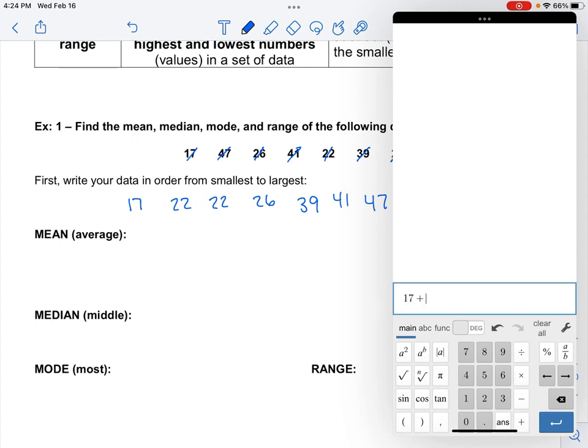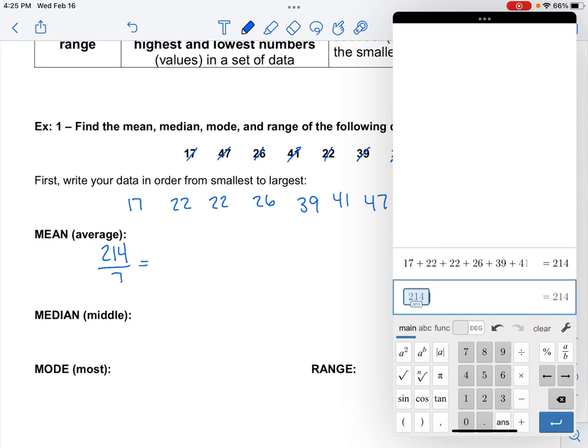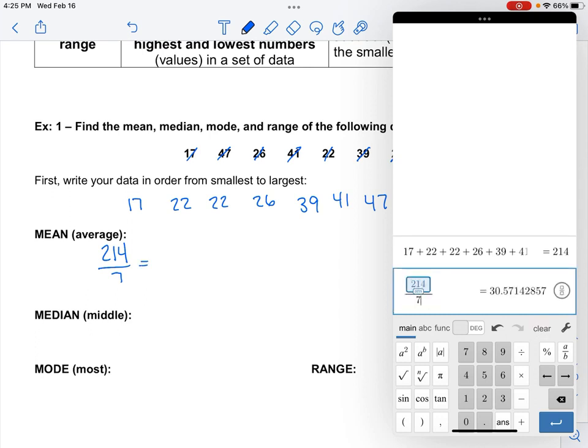Now we can easily type them in. 17 plus 22 plus 22 plus 26 plus 39 plus 41 plus 47. And we get the addition of all these numbers is 214. We know there are 7 numbers within our set, so I'm going to divide by 7, which means my average is about 30.57.